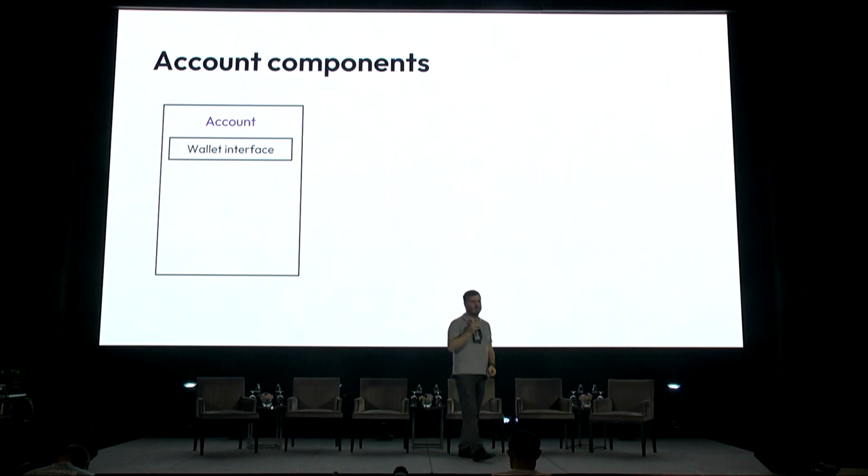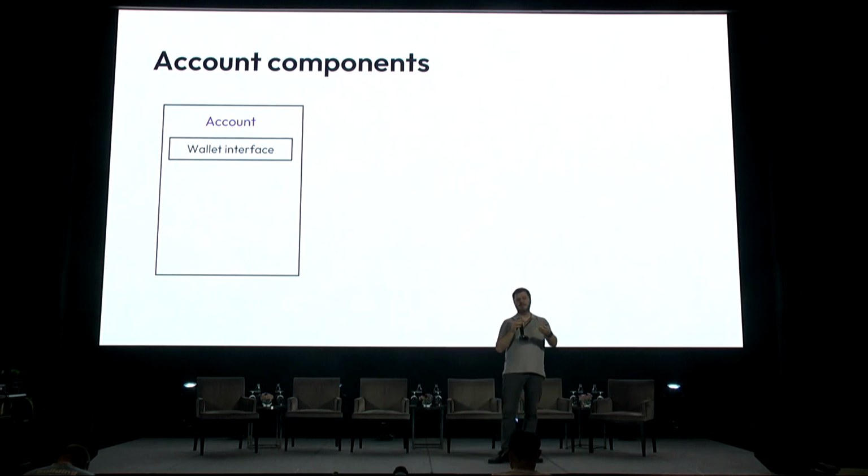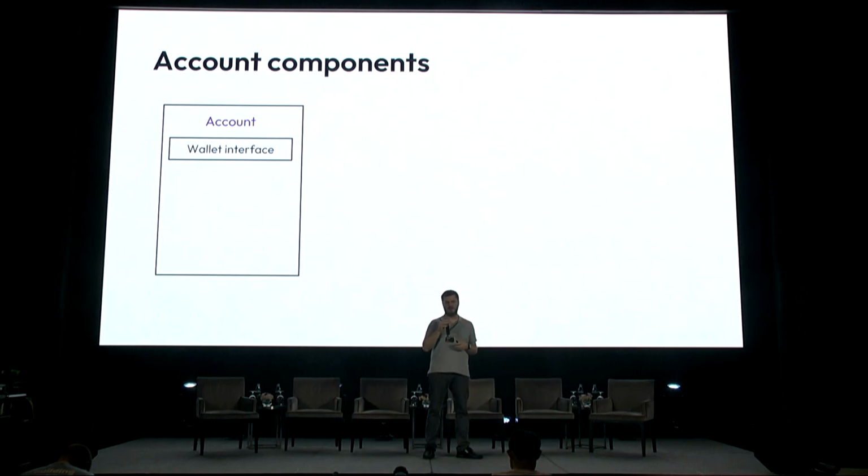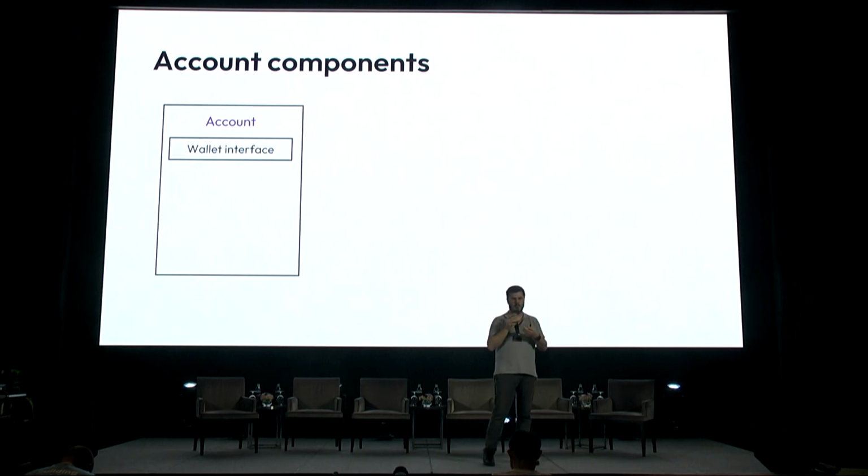By itself, an account is empty. It doesn't have any methods. It doesn't have any code. It doesn't have any storage. It doesn't contain anything. But you can, for example, deploy a wallet interface. And this wallet interface, like a receive function, would be part of the wallet interface. Like there would be a send function that is part of the wallet interface. And if you don't deploy this wallet interface, for example, you won't be able to send or receive assets.